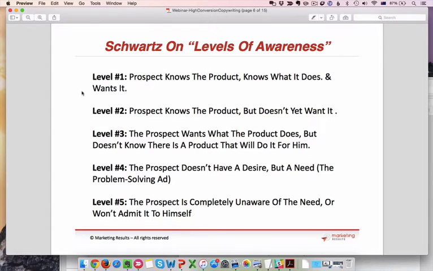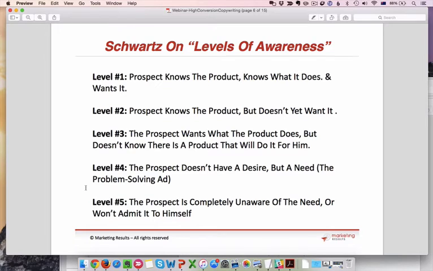At level 1, the prospect knows the product, knows what it does, and wants it. At level 2, the prospect knows the product but doesn't yet want it. At level 3, the prospect wants what the product does but doesn't know there is a product that will do it for him. At level 4, the prospect doesn't have a desire but a need. So that's like a problem-solving ad. At level 5, the prospect is completely unaware of the need or won't admit it to himself.